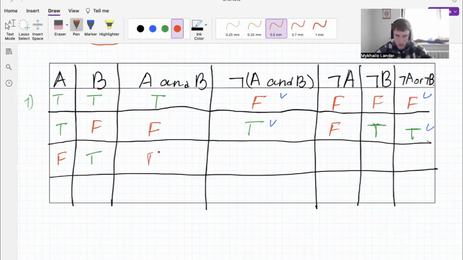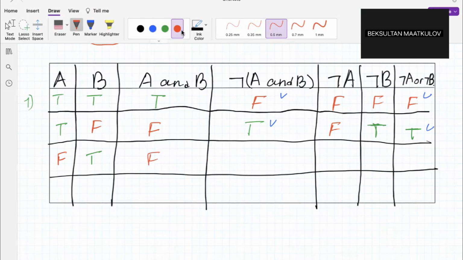True. Wait, false, false. Yeah, it will be false. What about not A and B? True. Yeah, it's kind of opposite. If this was false, then it's true. What about not A? True. Yeah, because A was false. Not A is true. What about not B? False. Yes. And what about not A or not B?